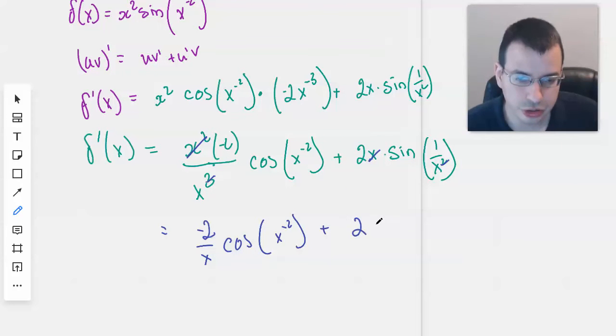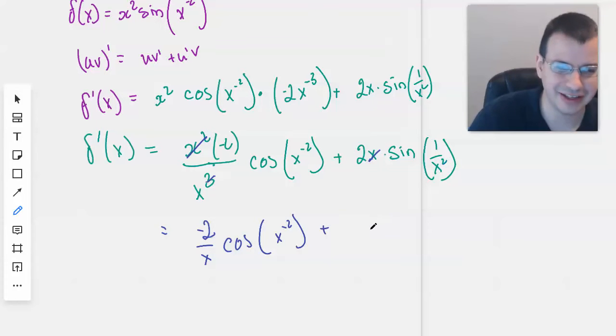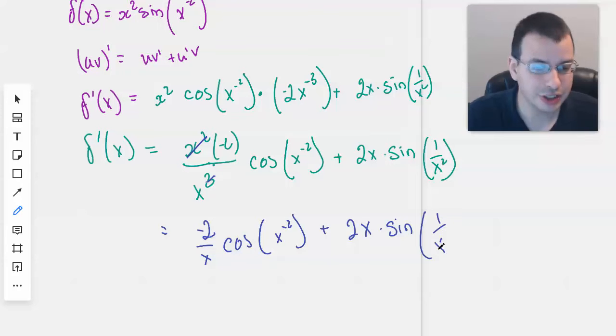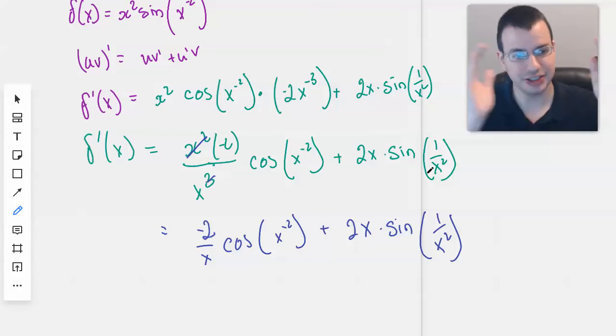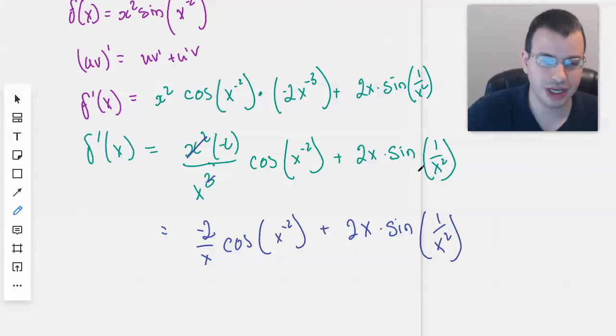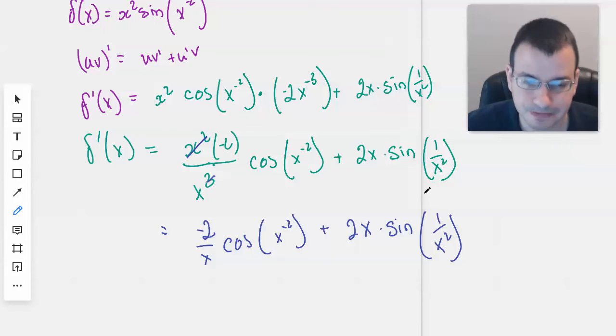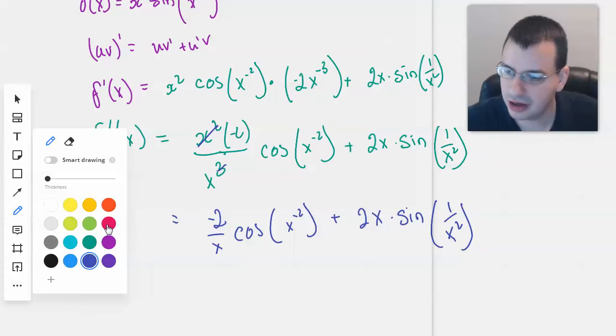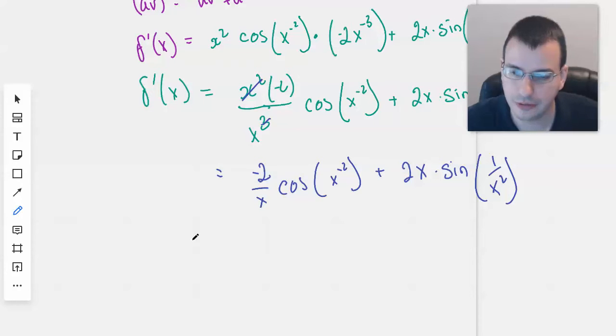cancel 2. No, I can't do that. That's terrible. So in case you didn't catch it, I tried to cancel the denominator that's inside the sine. Since it's inside what we're taking a sine of, you can't do that. It is forbidden. Okay? So now we'll try and take the derivative of this as well.